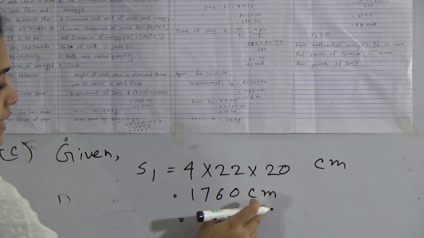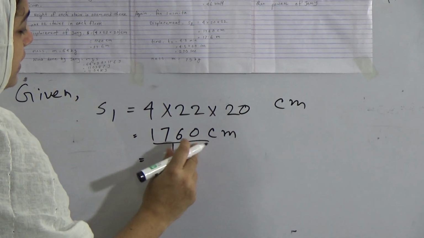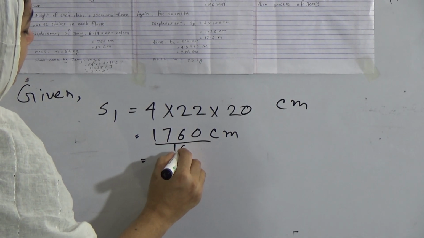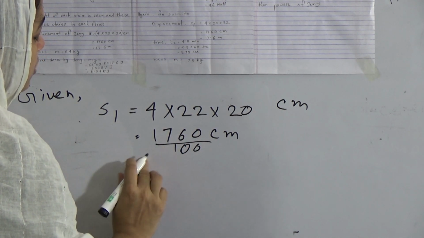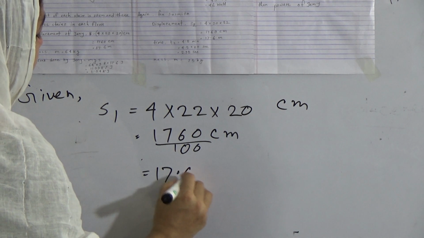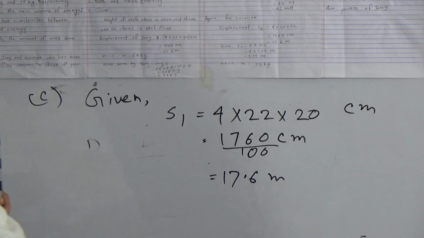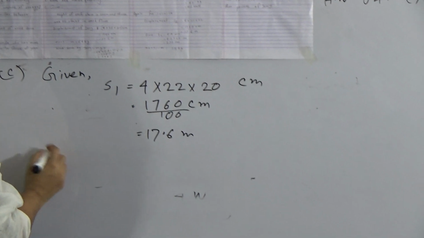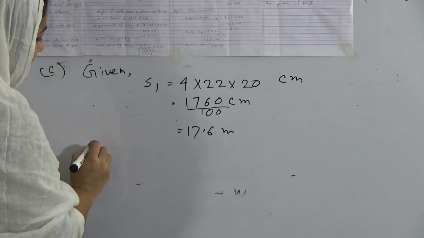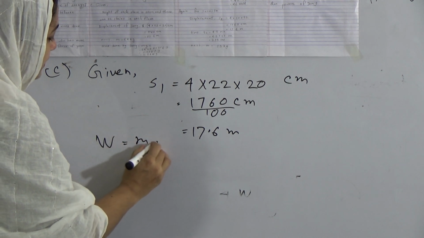Now we will convert this centimeter into meter. That means we have to divide by 100. That means it will be 17.6 meter. Now we have to find out the work done by Jenny. My dear students, now work done by Jenny, that means the formula of work is W equals mgs.